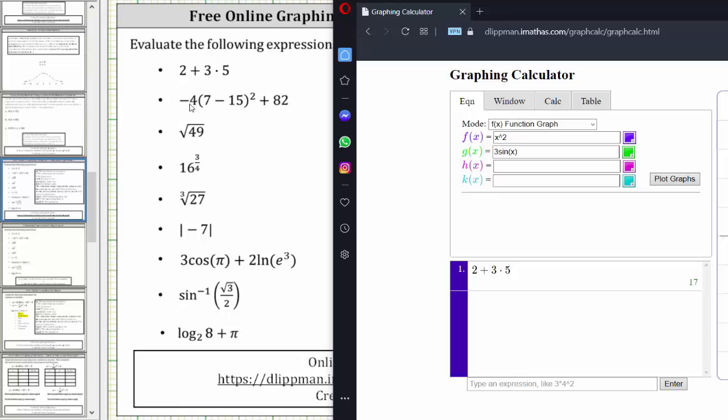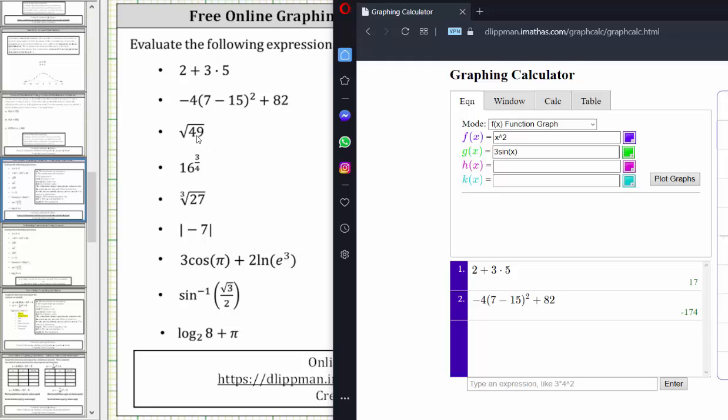Next we have the expression -4 times the quantity 7 minus 15 squared plus 82. We click in the expression cell, enter -4 open parenthesis, 7 minus 15 close parenthesis. To enter the exponent of 2, we need the caret or exponent key, which is above the 6. We press Shift 6 for the exponent key or caret, and then we enter the exponent of 2, and then plus 82, and enter. Notice how the calculator does show how the entry is interpreted, so it's always important to check this to make sure it matches the original expression. The expression is equal to -174.